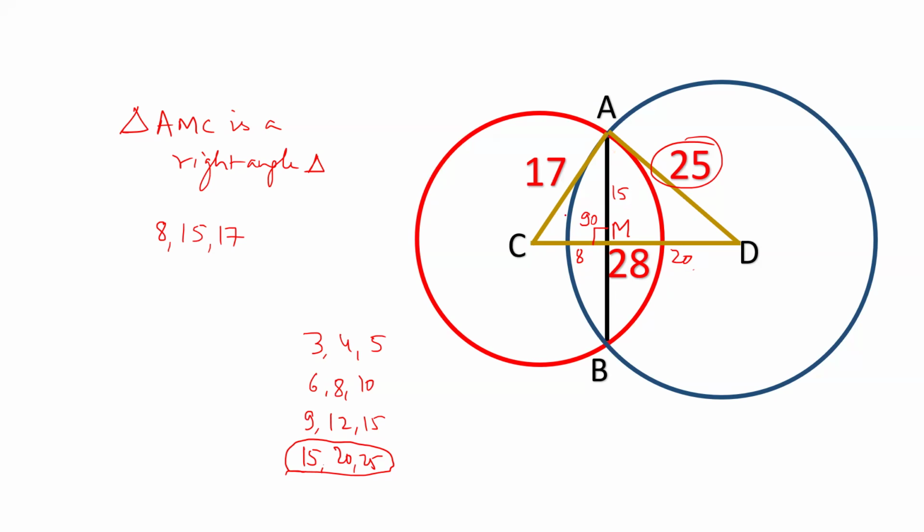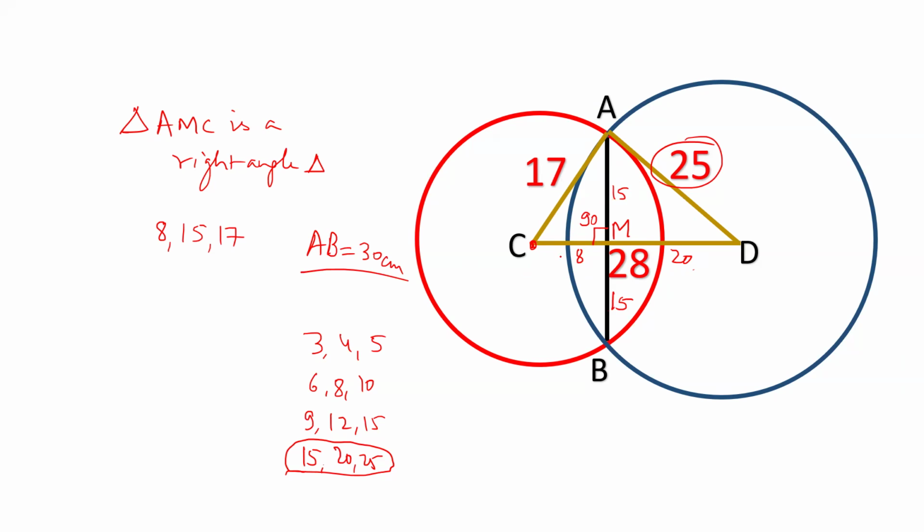Now there is a rule that a perpendicular from the center to the chord bisects the chord, and therefore if AM is 15, BM is also 15, and the length of AB will be 15 plus 15, which is 30 centimeters.